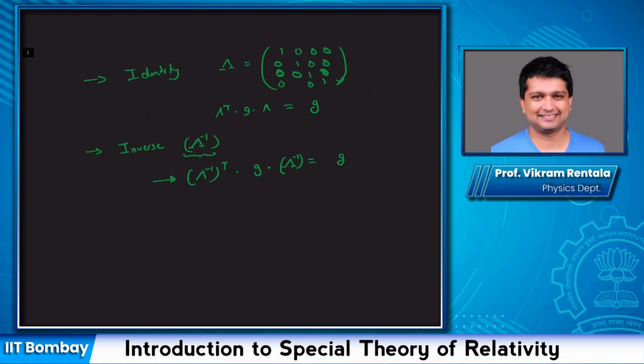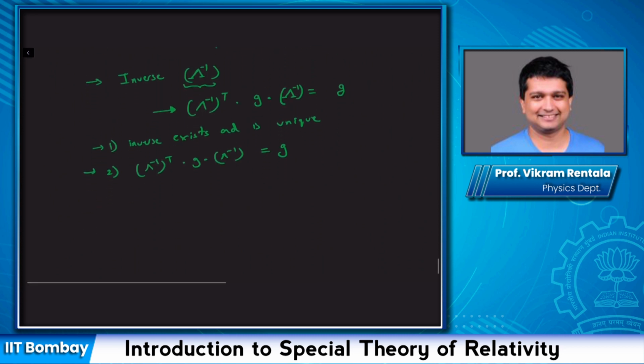So the first thing that we need is that the inverse exists and is unique. This is something that we need to check. The second thing that we need to check is that given that the inverse exists, the inverse should also satisfy this equation so that it belongs to the same set. We need to check both of these criteria. Now, the existence of the inverse is not guaranteed for all 4x4 matrices. However, all 4x4 matrices with non-zero determinant definitely have an inverse.